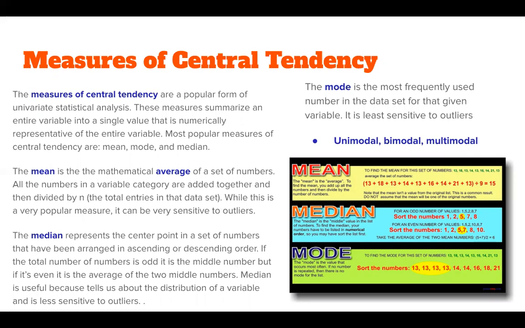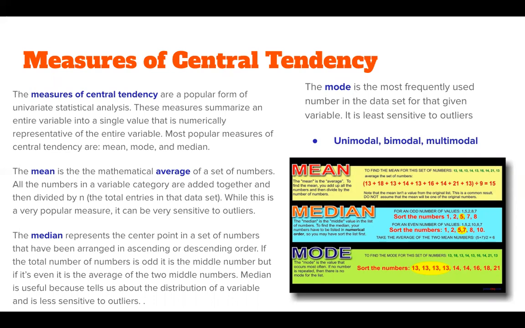And so we're going to talk about measures of central tendency first. Measures of central tendency are a really popular form of univariate statistical analysis, because they basically summarize your entire variable into a single value that is meant to numerically represent the entire variable. The most popular measures of central tendency are mean, mode, and median.